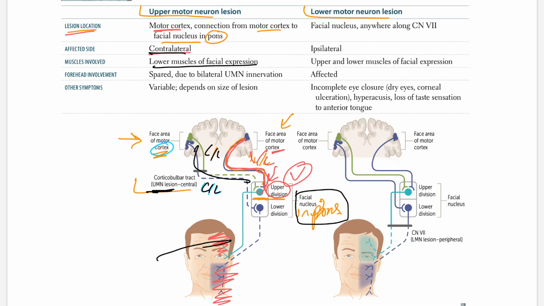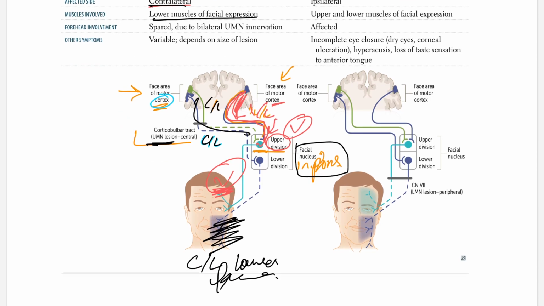Let me erase this part. Okay. So just remember, the red is coming here from this side. It's coming from this side here, so it's intact. The black is the one which is affected. So the black is affected where? Let's just write things down. It is the contralateral lower face which is affected.